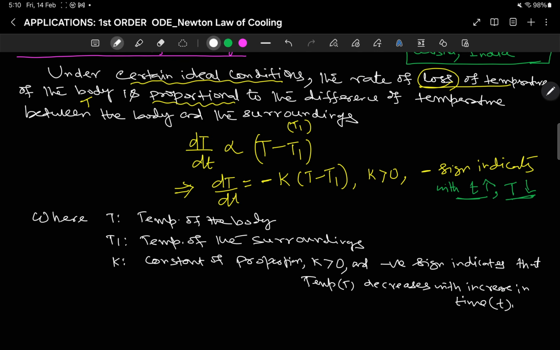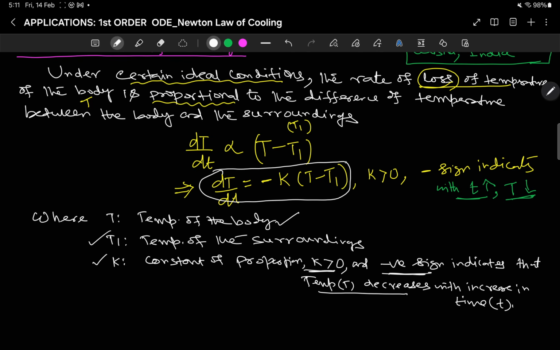As I have told, T is the temperature of the body, T1 is the temperature of the surroundings, and k is the constant of proportionality. K is positive. The negative sign indicates that temperature decreases with increase in time. So now our job is to solve this differential equation. This is a first order linear differential equation and we solve it using the variable separation method. Let this be my equation 1.